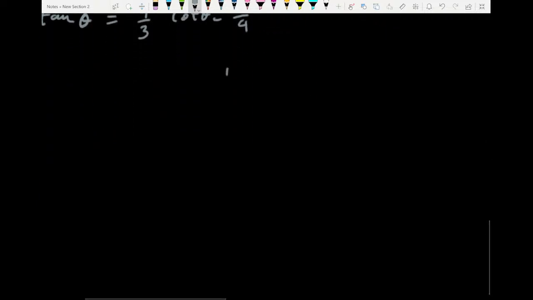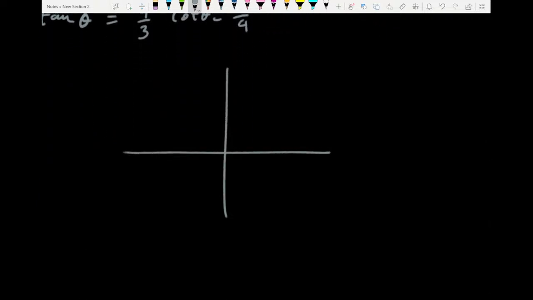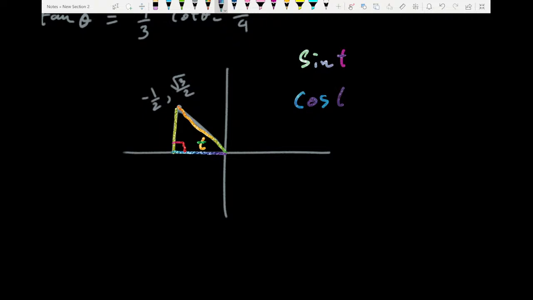So if I give you a point right at this point, let's call it negative 1/2 and square root of 3 over 2. And what I'm going to do, I'm going to call that angle T. I want to know sine of T, cosine of T, tangent of T.